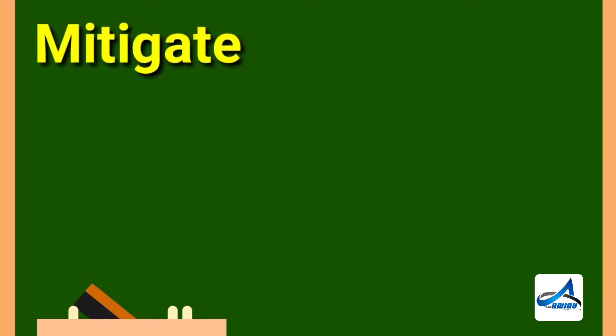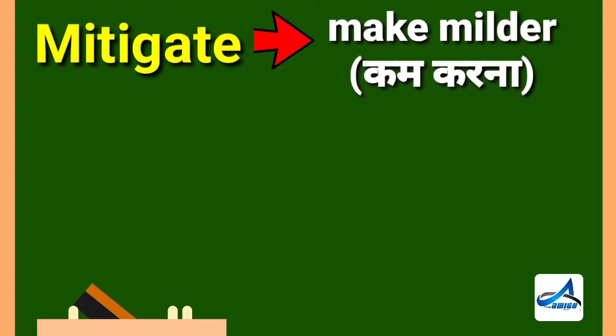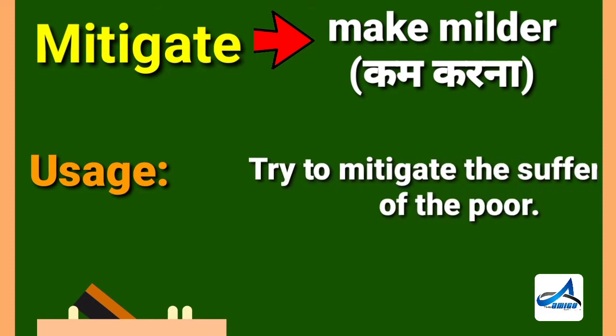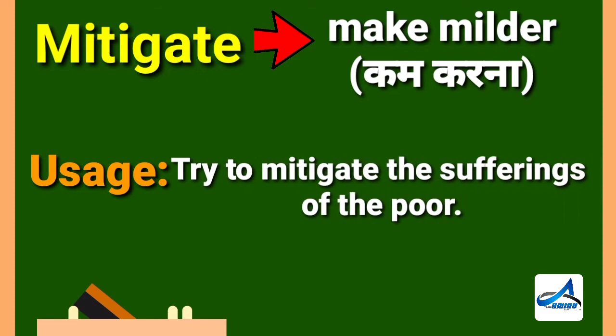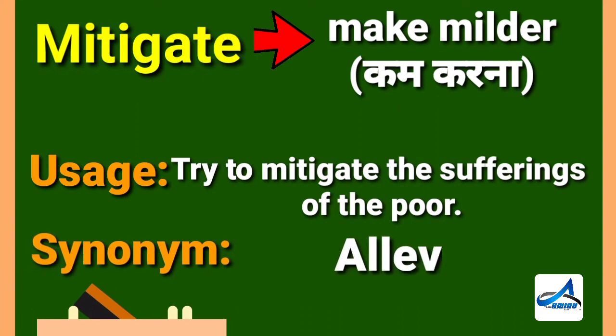The next word is mitigate. Mitigate means make milder. In Hindi it is kam karna. Now its sentence: Try to mitigate the sufferings of the poor. Its synonym is alleviate.